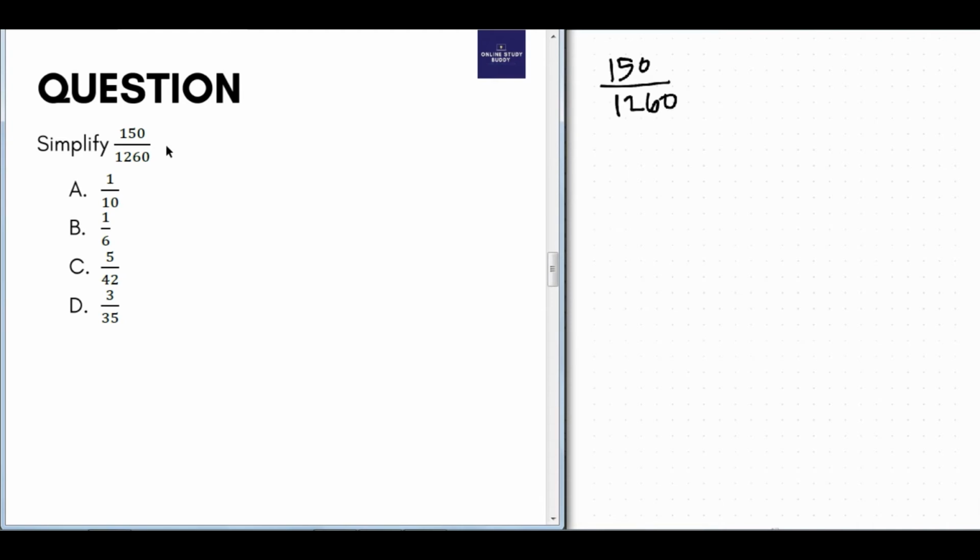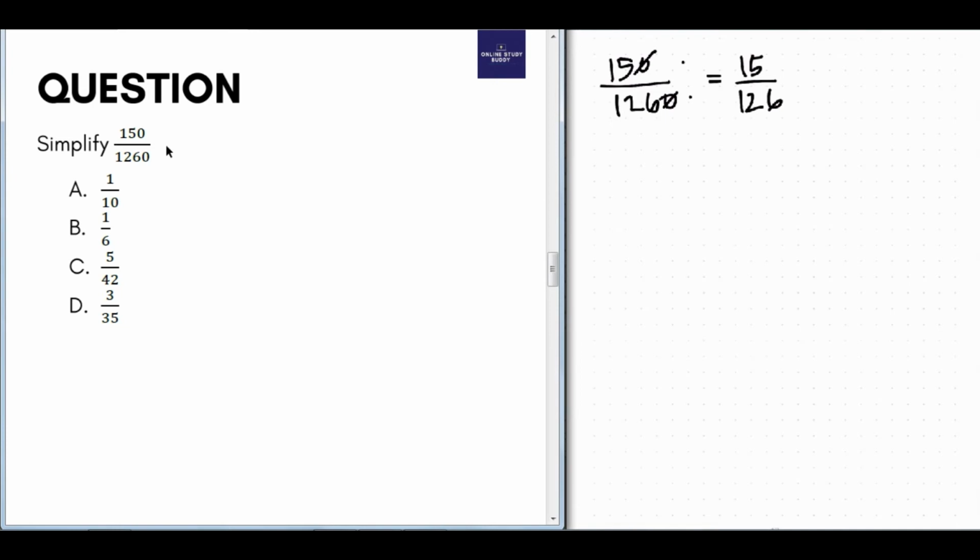So, sa pag-simplify ng fractions, pag may mga zero, automatic yan, makakancel mo yung 0 sa numerator at yung 0 sa denominator. So, in this case, meron tayong tig-isang 0 sa numerator at sa denominator. So, pwede natin silang makancel. So, ang matitira na lang is 15 over 126. So, we can use prime factorization.